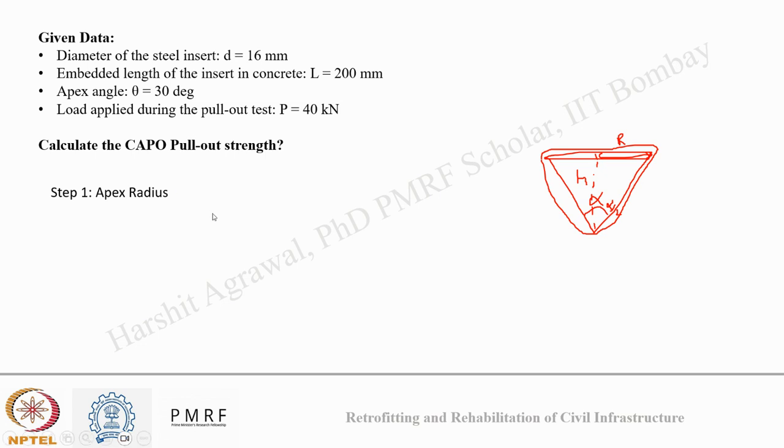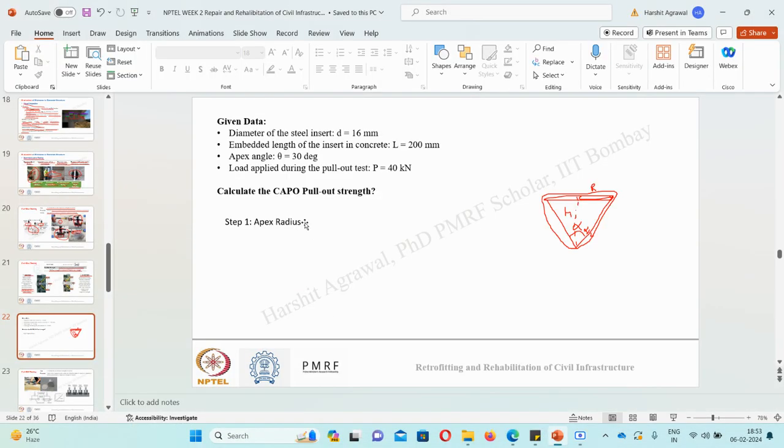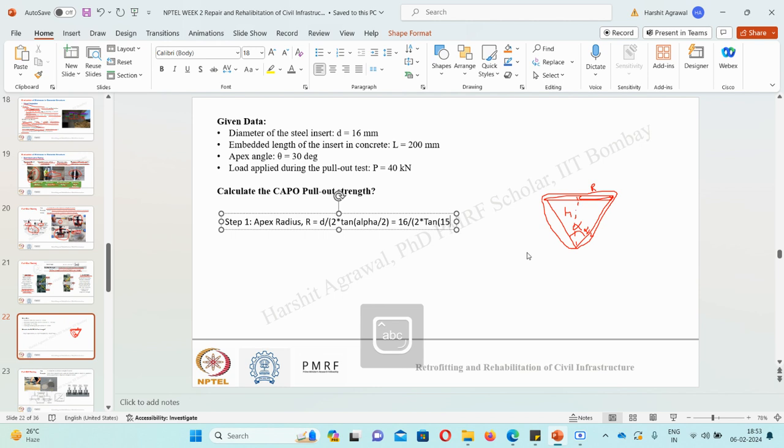So apex radius r will be given by d upon 2 tan alpha by 2. So this will come out to be 16 divided by 2 times tan 15 degrees. On solving you will get a value of 6.93 mm apex radius.